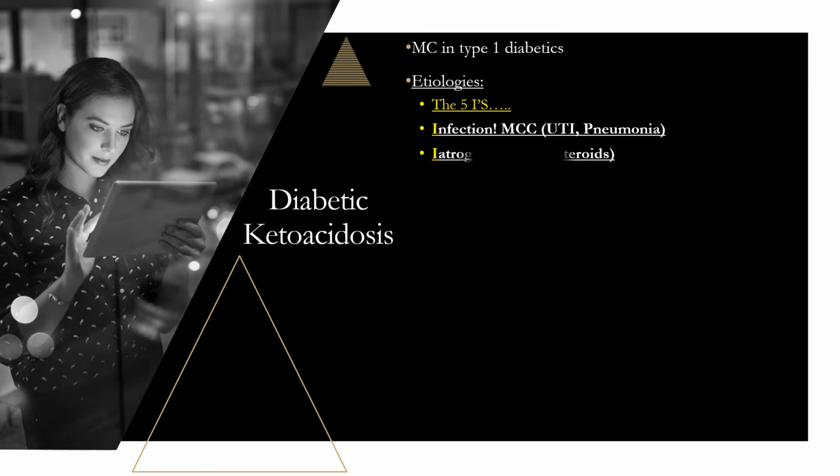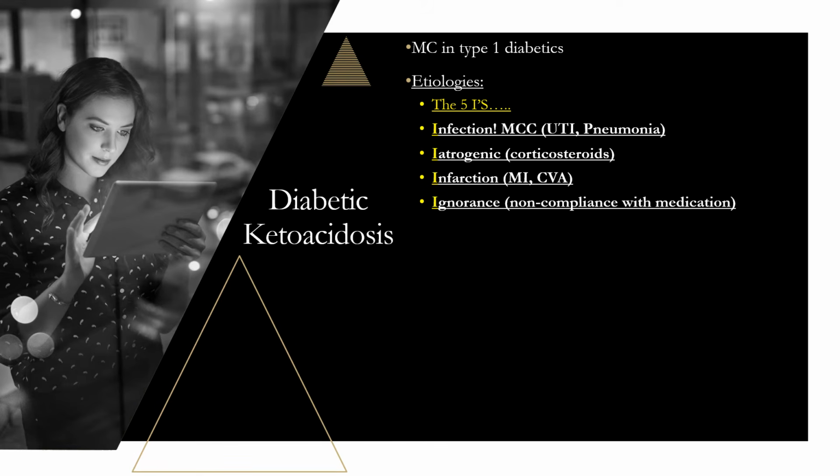So as far as the other 5 I's, iatrogenic, steroids is a huge one. We see that all the time. And infarction is another big one. The patient may actually have an MI, they may have a CVA, and I could see that in a vignette too, where a patient comes in and they have chest pain, but then they have all these other symptoms, polyuria, polydipsia, altered mental status, and then you need to keep that in mind as well, as this patient may be in DKA. So remember that one.